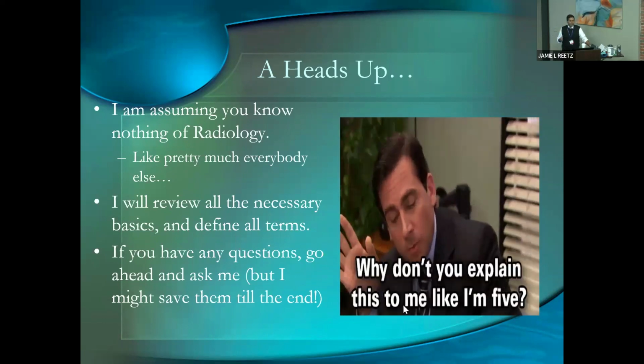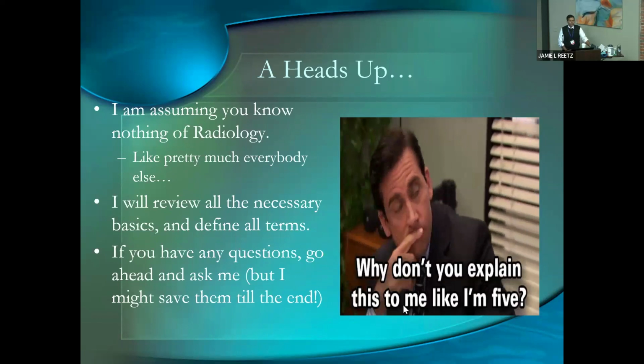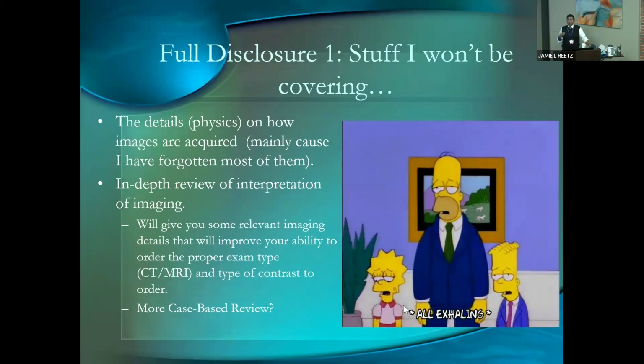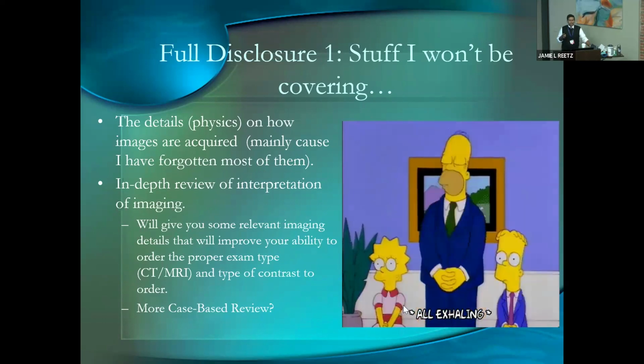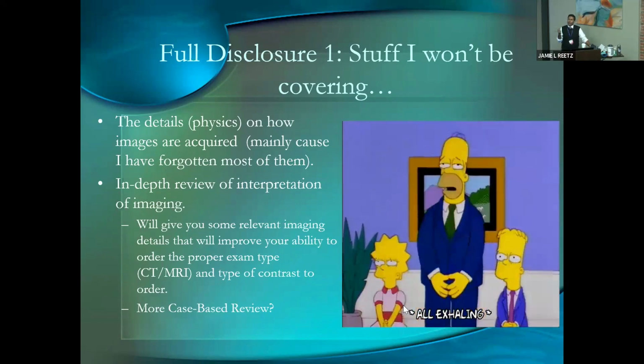So I'm going to define a lot of those basic terms and go over stuff pretty straightforwardly. I'm not going to really delve into the physics of things, mainly because I've probably forgotten most of it after doing a one-year fellowship in MRI. I'm not going to go into in-depth image interpretation. I think that's going to be a separate lecture series if we want to go down that route. But I do want to harp on this idea of knowing what to order, when to order, and how to order it.